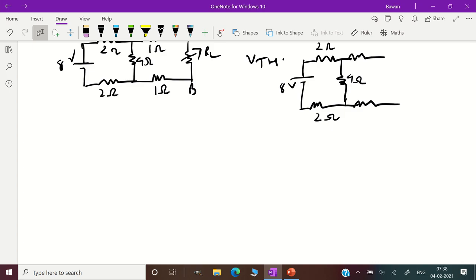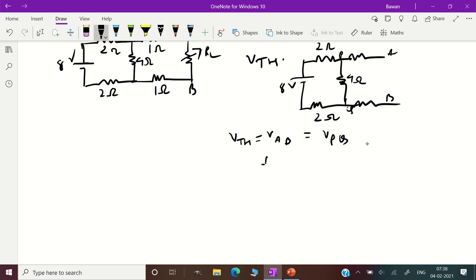VTH is nothing but VAB, and this is equal to VPQ, that we have seen. It's an open circuit voltage seen from the load. Now, once we do that, we find out the current I.